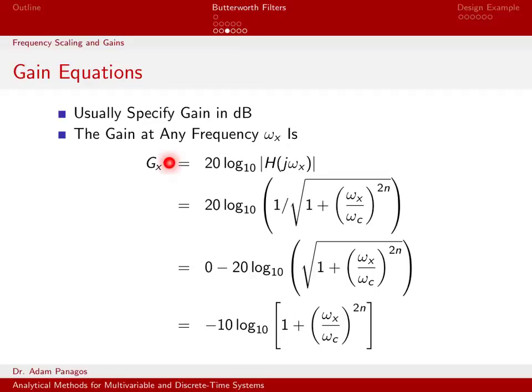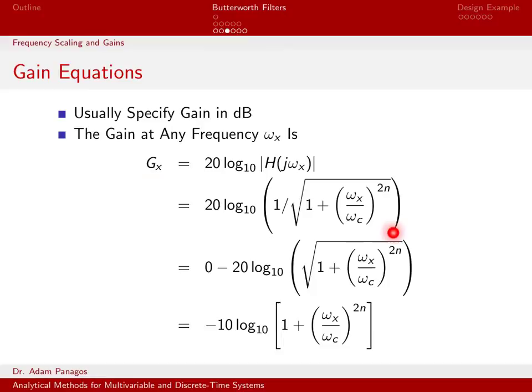So if we actually plug in our definition of the Butterworth filter we're working with here, we know that the amplitude response can be written as 1 over the square root of 1 plus omega over omega c raised to the 2n. Here I'm using the variable omega x to indicate that at this frequency omega x, I want a gain of gx. So on the previous chart, we talked about wp and ws. This is just a generalization of those concepts. At some frequency omega x, I want a gain of gx. So if that is true, this equation should hold. I need to have gx equal to 20 log 10 of this quantity.